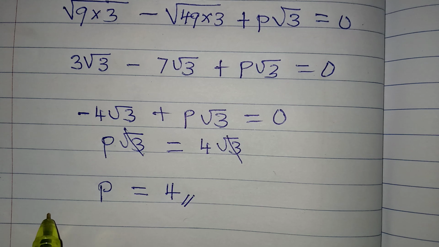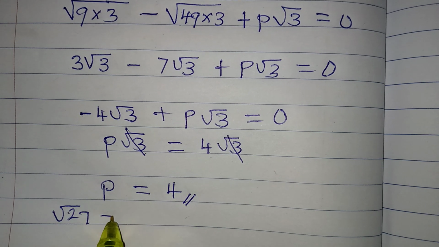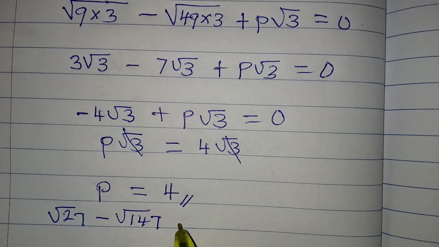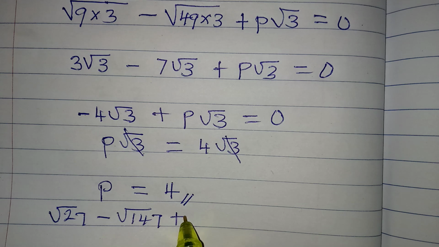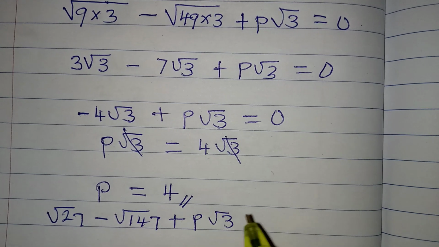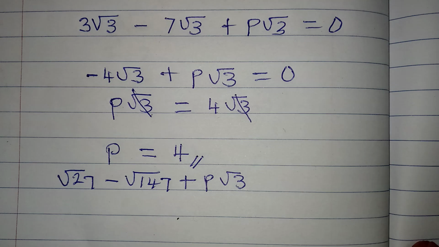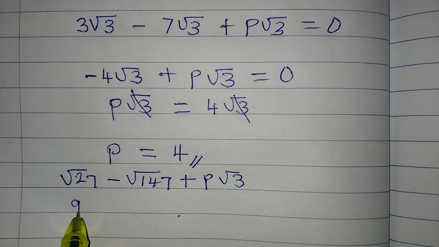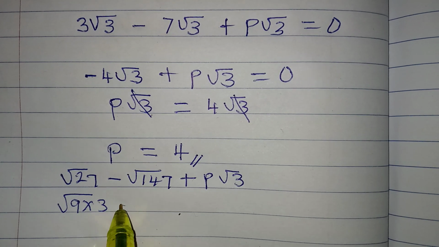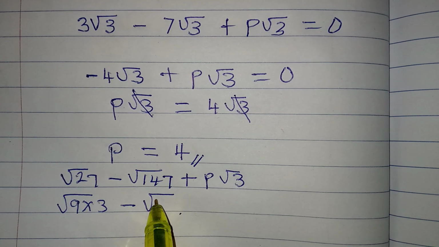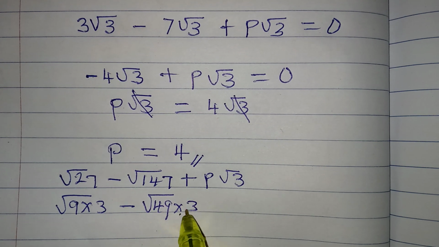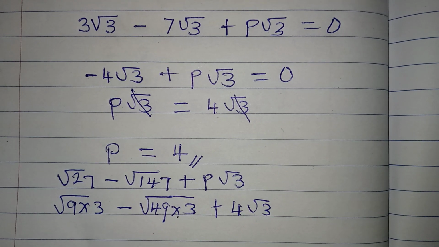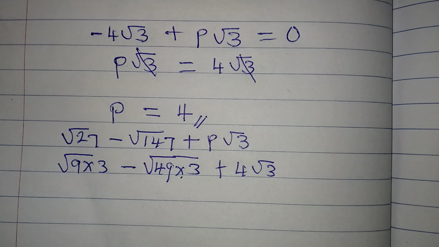The original equation is root 27 minus root 147 plus p root 3. Now if we put in the value of p, will this give us 0? That's what we want to look at now. This is 9 times 3, like I did before. Then we have 49 times 3, and then plus p root 3. Now let's go through this to make sure it gives us 0.